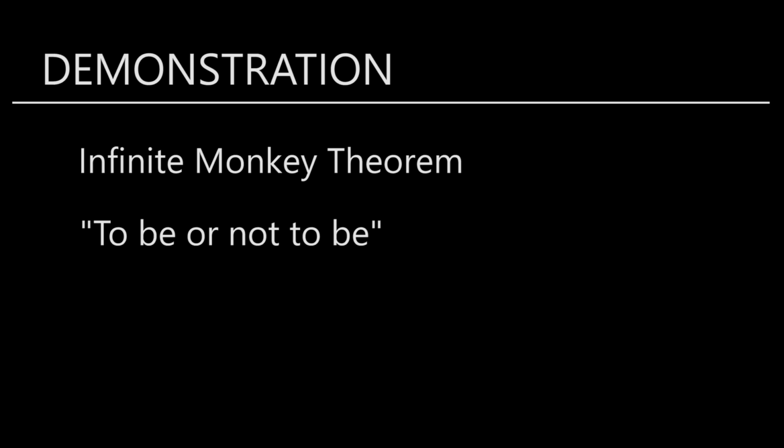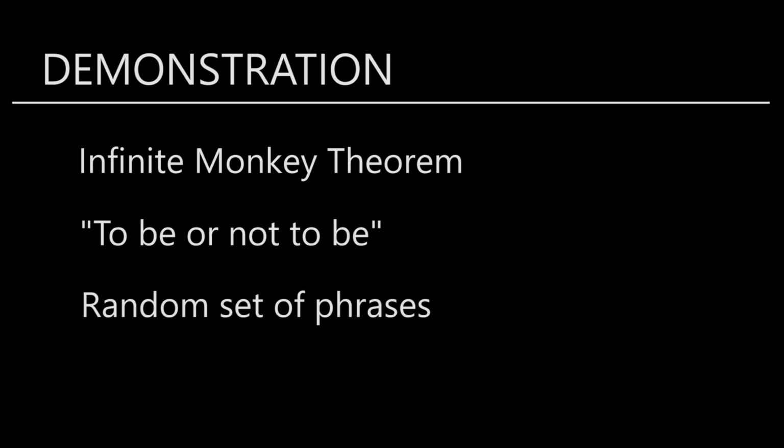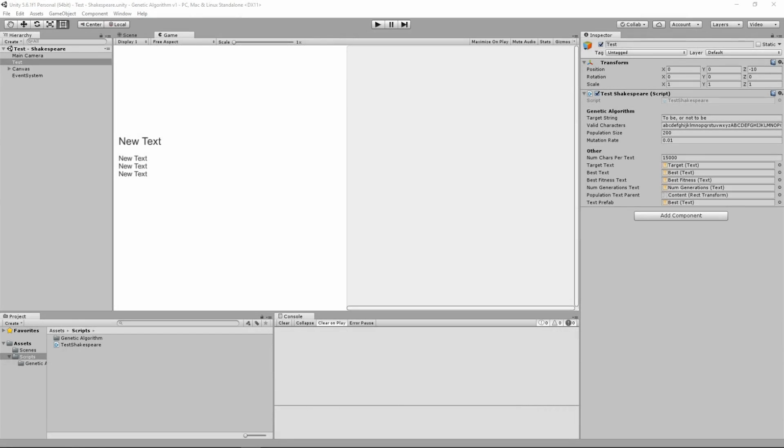So let's be a little smarter about it and try to evolve our monkeys through a genetic algorithm. We'll start out with a completely random set of phrases. For each generation, we will evaluate how close each phrase is to our target, and the best phrases will reproduce, in quotes, the most. That means that eventually we will be able to reach our target phrase, and a little bit faster than the age of the universe. Hopefully. Okay, so let's jump over to Unity and see how this all works out.